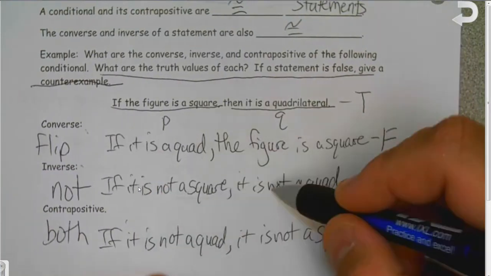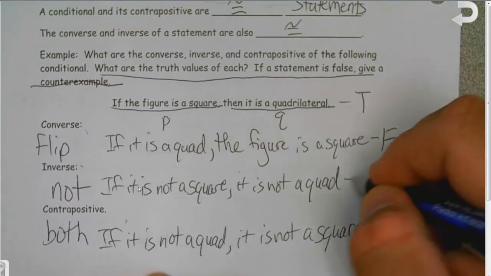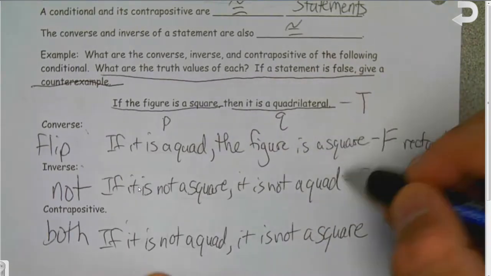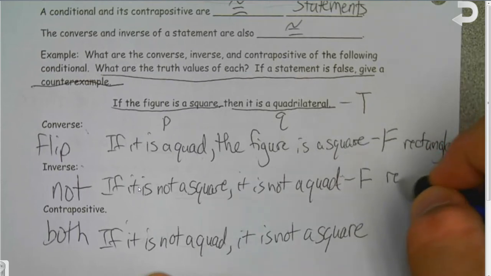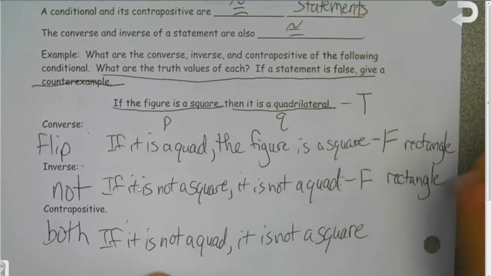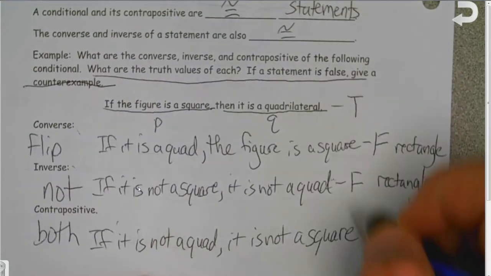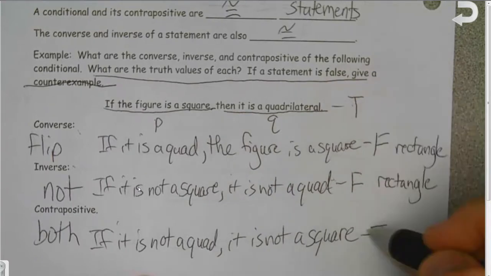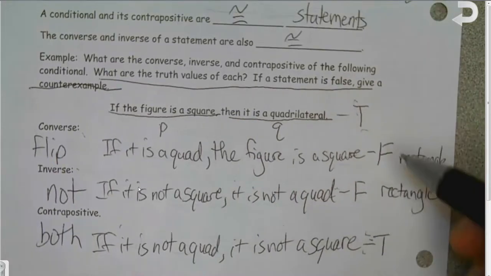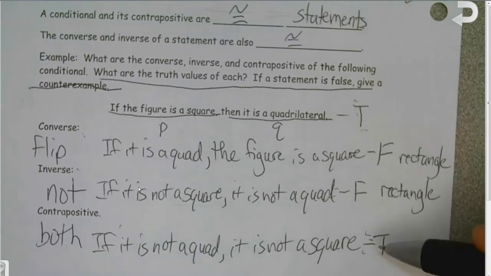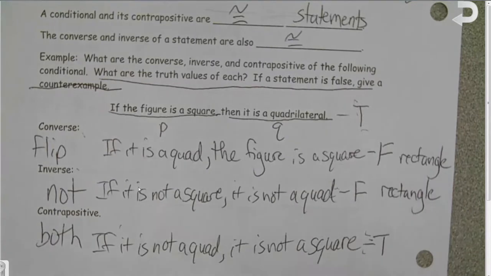So if it is not a square, it is not a quad. That's also false because remember, these two have the same reason, and so these two will have the same reason. And then finally, if it is not a quad, it is not a square. That is true because the top is true. Now, they all four could have been true. They all four could have been false. The two on the outside could have been false, and the two in the middle could have been true. It doesn't matter. You have to know whether or not it's true or false. And if it's false, you have to give a reason.